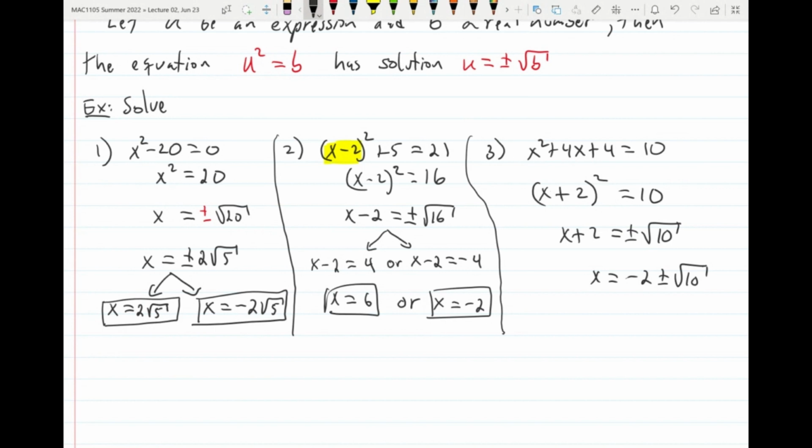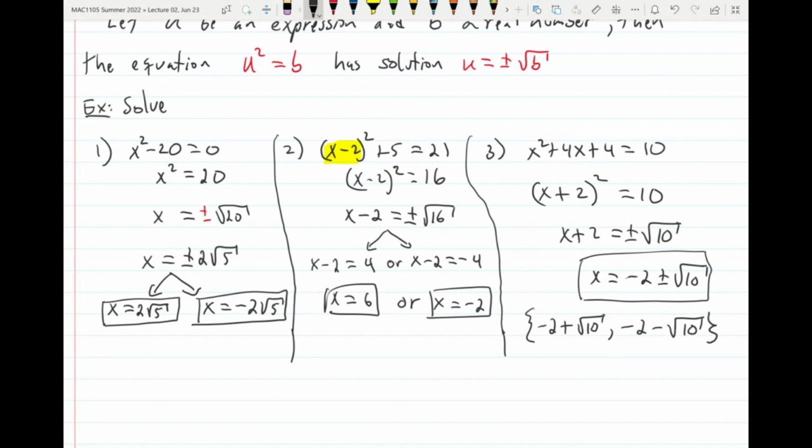-2 plus square root of 10. And what's the other number? -2 minus square root of 10. But most of the time we report the answer like this, and it's understood, people know what we're talking about. In other words, if you were going to write the solution set, then you say -2 plus square root of 10, and the other one is -2 minus square root of 10. Okay?